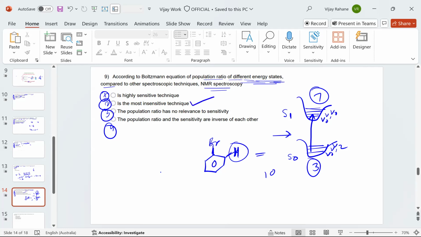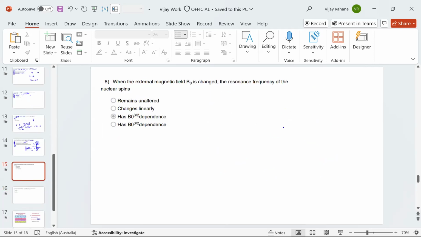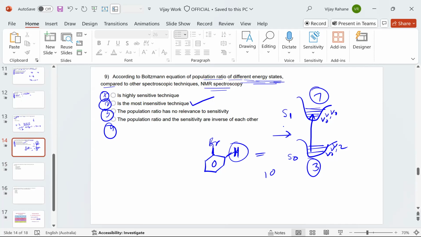But there are other techniques by which we can get this idea about the ground state and excited state molecules. Which technique? Let's say if you take the normal simple UV-visible technique, right? In the UV, what happens? We can get the absorption spectra, so it gives the absorbance, by which we can see how many molecules are absorbing in the ground state.